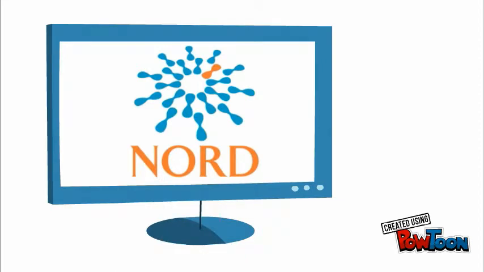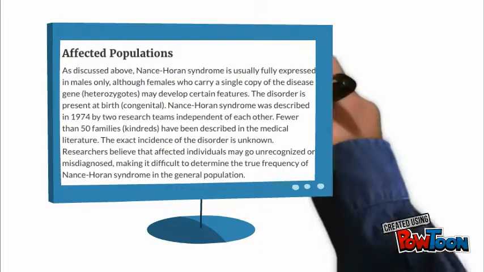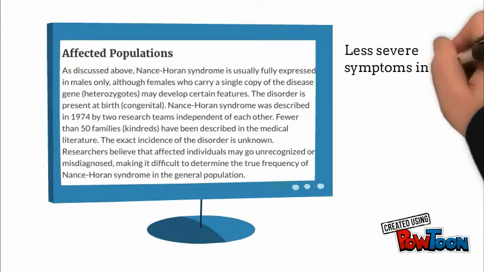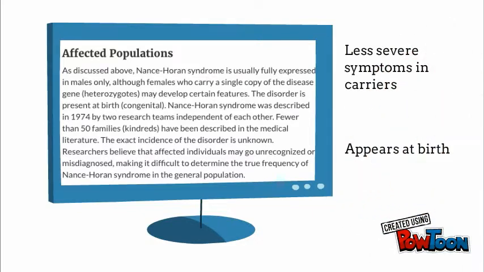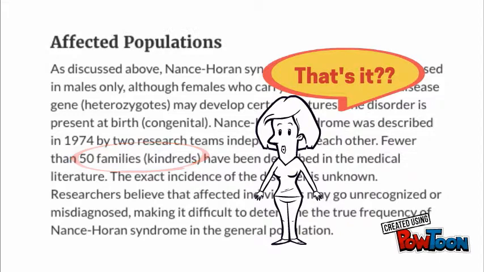According to the National Organization of Rare Disorders, Nance Horan syndrome is usually only fully expressed in males, though females who are carriers or heterozygotes show less severe symptoms of the disorder, and it shows congenitally or at birth. Medical literature also shows that only about 50 families have records of the disorder.